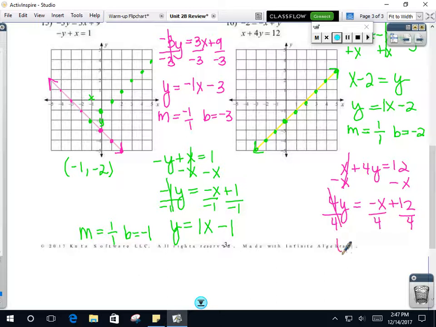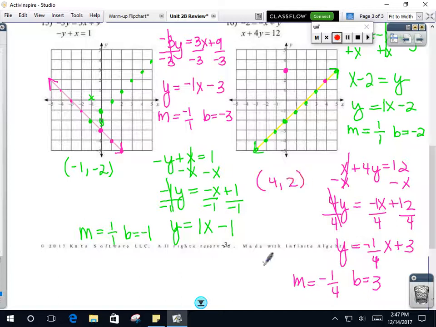And so y equals negative 1 over 4, because that's an understood 1 right there, and then plus 3. So what is the slope of that line? And what is the y-intercept? 3. So you put your y-intercept of 3 on the y-axis, and then from there you go. And the first time you do, don't you hit the other line? And where do you hit it? 4, 2. That's the intersection.